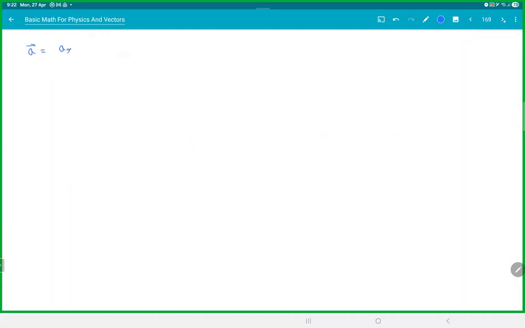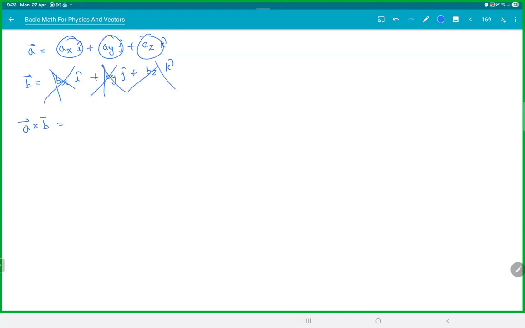So we have a bar as AX i cap, AY j cap, and AZ k cap. Let's say b bar is BX i cap, BY j cap, and BZ k cap. And someone asks you to find a cross b bar. So what we do: take AX, multiply BX, BY, BZ; take AY, multiply BX, BY, BZ; take AZ, multiply BX, BY, BZ. In total, you will get 9 terms.